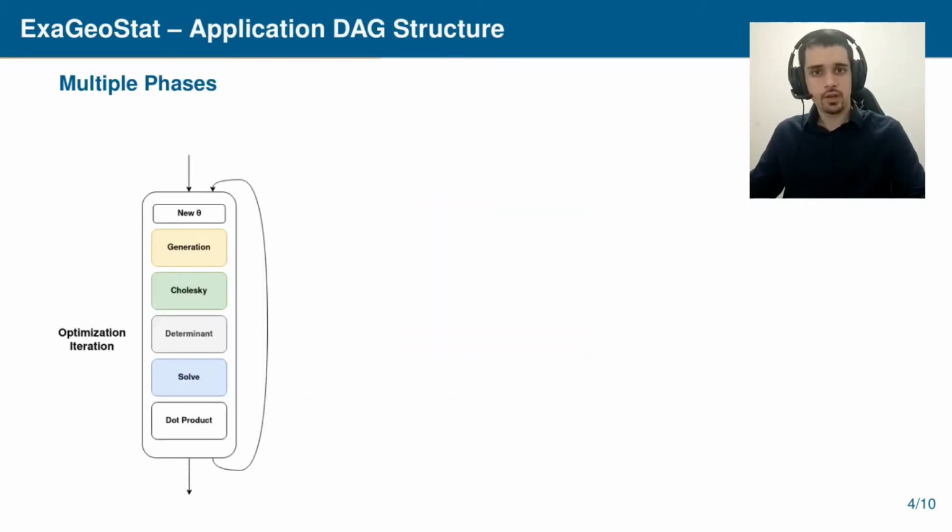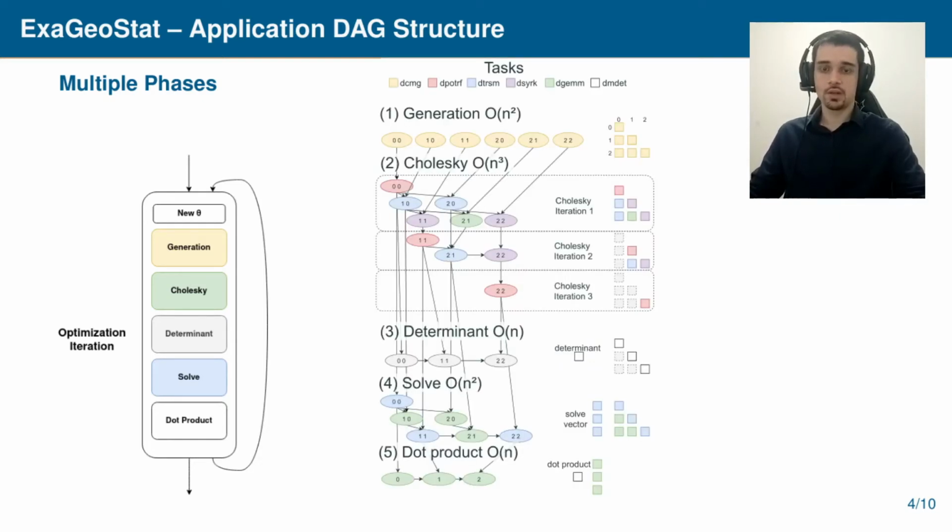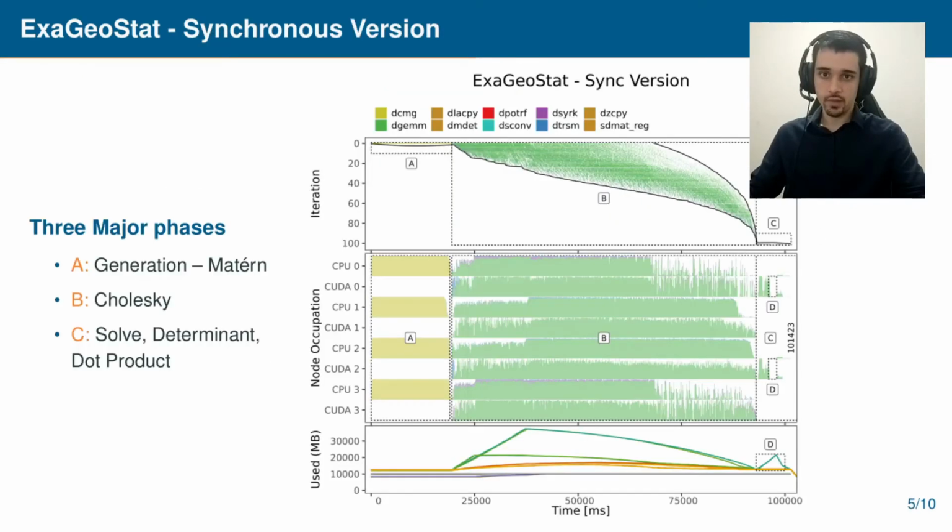The main structure of the optimization iteration is: guess a new theta, then do the matrix generation, the factorization of this matrix, the determinant, the solve, and the dot product. Since the application has been developed using the task paradigm, it has a DAG that is submitted to StarPU. We can see here the dependencies between tasks. Consequently, there is no need for any operation synchronization. Also, we can see the complexity of these steps, where the factorization is n cubed, while the generation is order n squared.